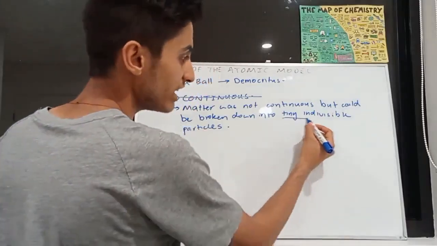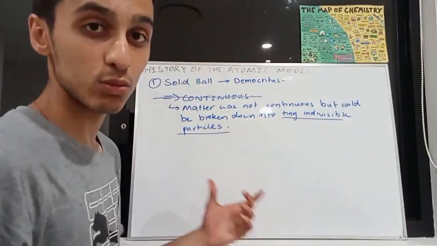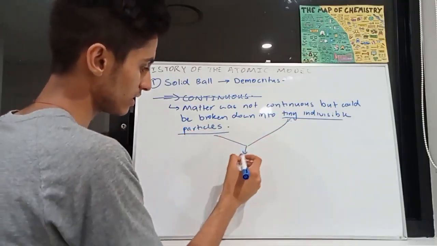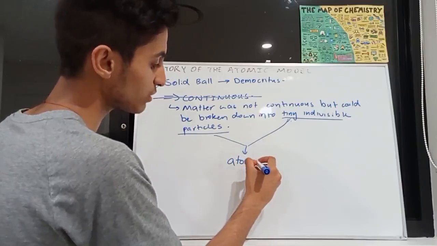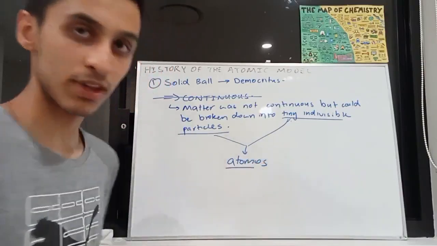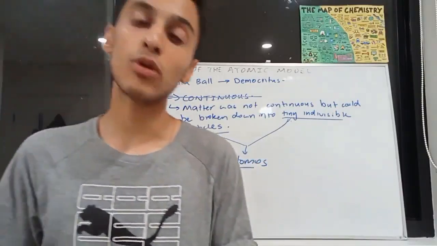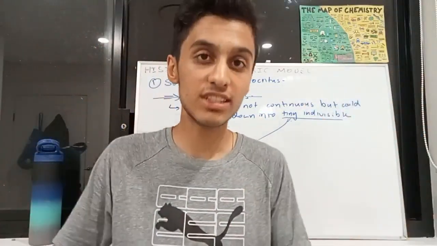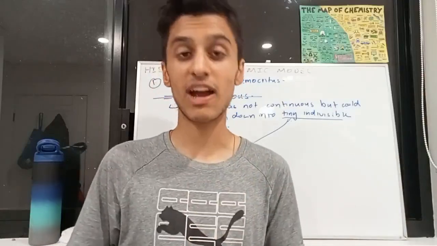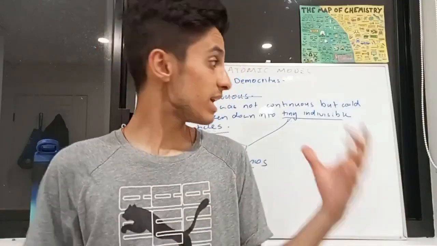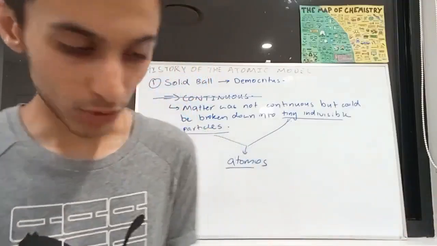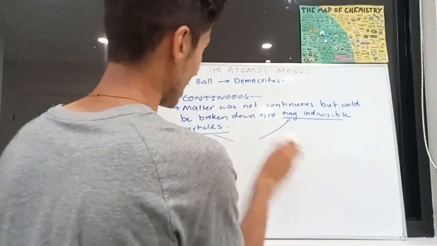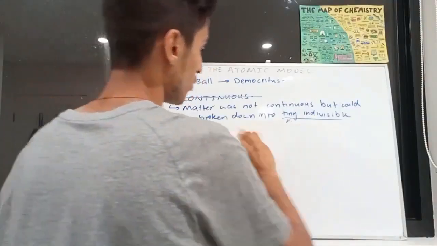And this tiny indivisible particles is what atomos means. So this portion is atomos, and that's where the name atom comes from. So this is the first solid sphere model that was presented by Democritus, and the model before that, the one that said matter was continuous, was presented by the Greek philosopher Aristotle. So we had the first theory, which is the solid sphere model, and then around about 2,000 years later, 2,400, something like that, came Dalton's model.